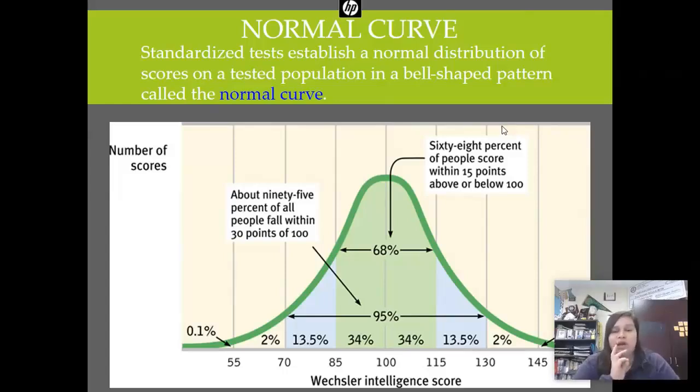On a normal curve, we have that bell-shaped pattern. And I don't require you to memorize these percentages, but they're things that could show up on the AP exam later. 68% of people will score within 15 points above or below 100.